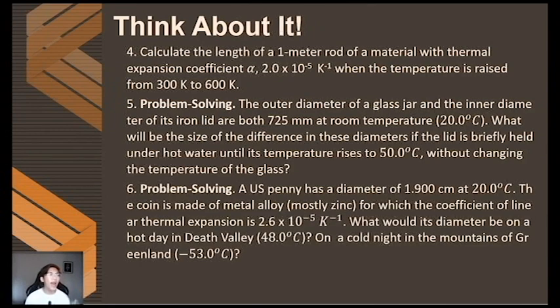And lastly, a US penny has a diameter of 1.00 centimeter at 20 degrees Celsius. The coin is made of a metal alloy, mostly zinc, for which the coefficient of linear thermal expansion is 2.6 times 10 raised to the power of negative 5 per Kelvin. What would its diameter be on a hot day in Death Valley at 48 degrees Celsius? How about on a cold night in the mountains of Greenland, which is at negative 53.0 degrees Celsius? So please think about it and prepare for the web conference.